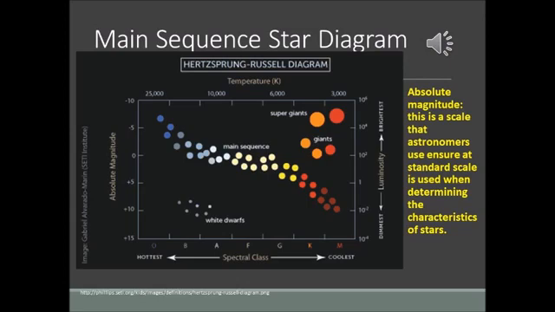You can also see they're classified by their absolute magnitude, which is the scale that astronomers use to ensure the standard scale is used when determining the characteristics of stars: temperature, luminosity, and spectral class. Again, the absolute magnitude is just a scale which all astronomers can use to classify stars and ensure consistency.